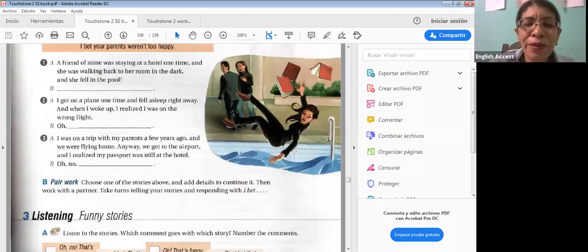I want you to think about a story, a real story, something that happened to you. It could be something funny, it could be something embarrassing, okay? Think about a story, something like this. A short paragraph, I mean like these ones. It could be like two or three lines, okay? Think of a short story and then you're going to practice together. One of you is going to say the story and the other one is going to react using expressions with "I bet." Okay, so do you understand the activity?